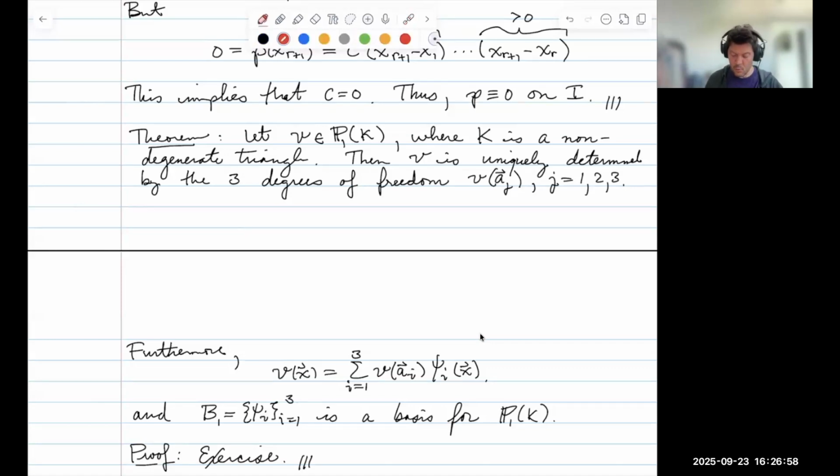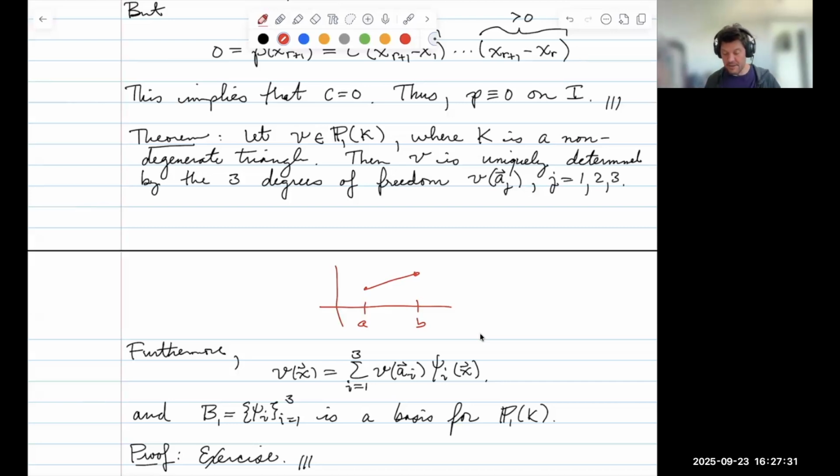If this was a one-dimensional example, and I have a line over an interval, let's say over the interval AB, and I have a polynomial of degree at most 1, that's a line. What do we know about that? We know that that polynomial is uniquely determined by its two endpoints, A and B. And that's all there is to it.